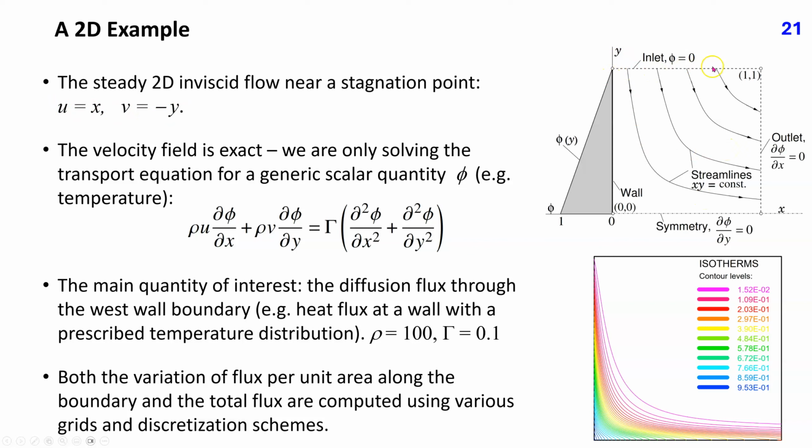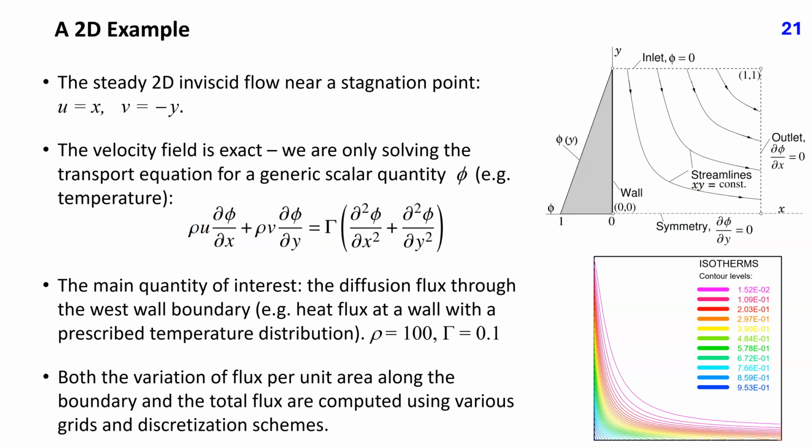0 values of phi at inlet, 0 gradient of phi at outlet, prescribe linear variation of phi along west boundary from phi equal 1 at y equals 0 to phi equals 0 at y equal 1, and zero gradient of phi in y direction at the south boundary, which is a symmetry condition. The main quantity of interest is the diffusion flux of phi through the west boundary. If phi were temperature, this would correspond to heat flux along an isothermal wall.